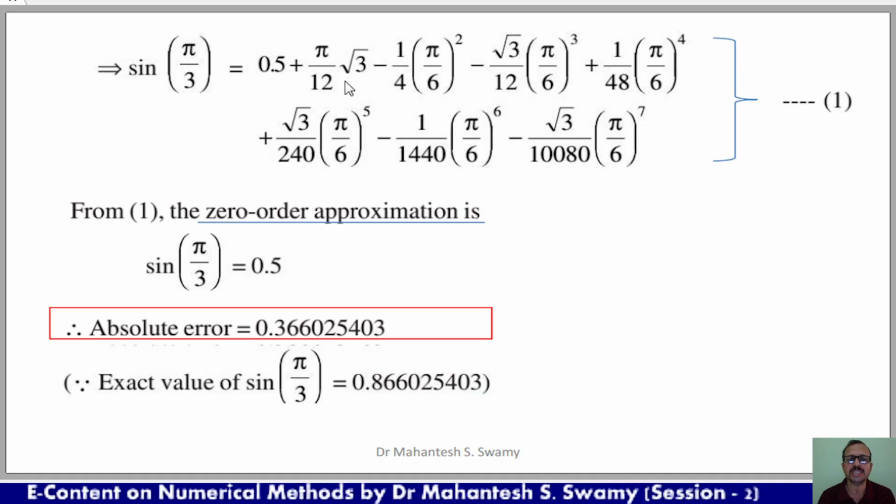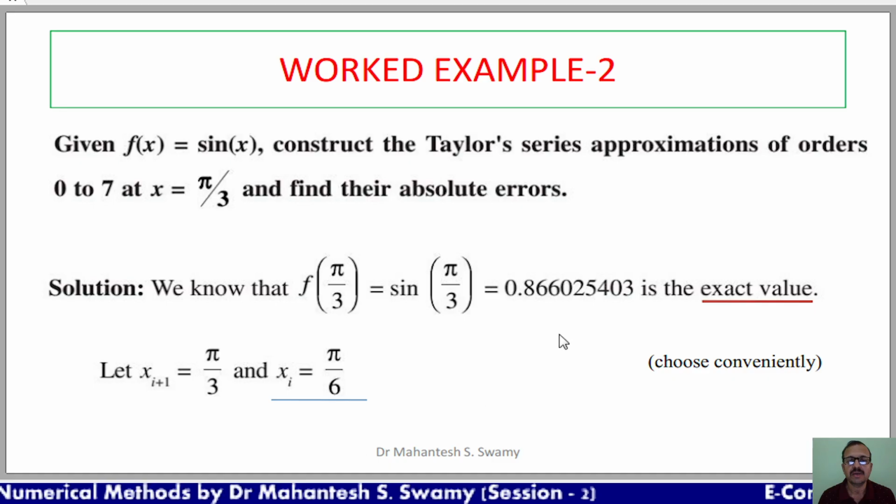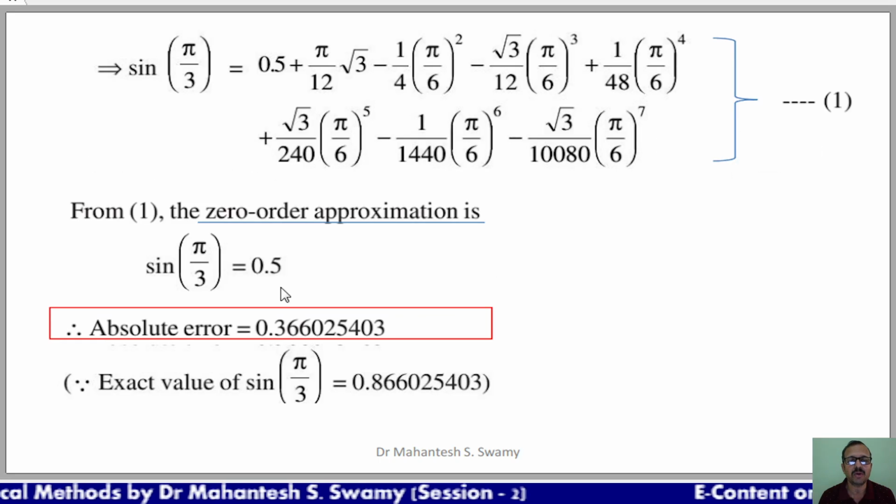In this expression we consider only the first term, that gives us the 0th order approximation. So sine pi by 3 equal to the first term is the 0th order approximation, and this is this much. Now the absolute error: the exact value of sine pi by 3 we have written already. This minus 0.5 is going to give us the error involved in the first approximation. Taking it to this side, subtraction gives 0.36, and so on. This is the absolute error in the 0th order approximation.